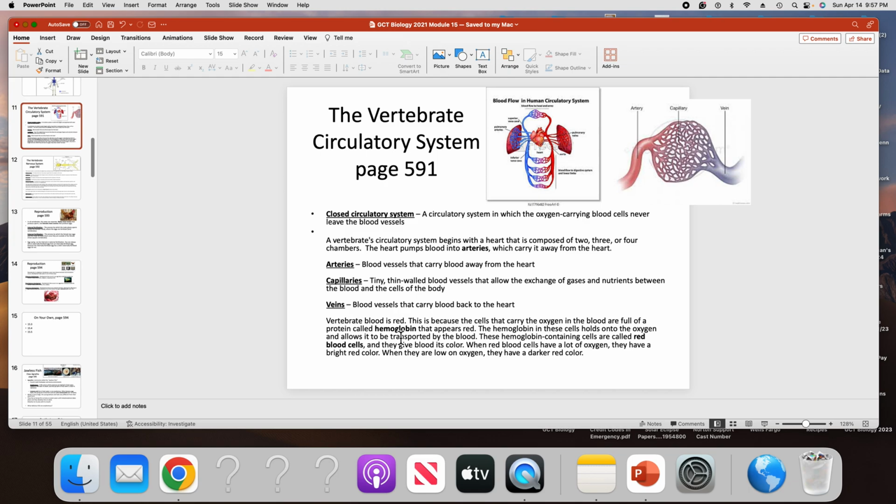So the book points out that vertebrate blood is red, and it's because the cells that carry the oxygen are full of a protein called hemoglobin that appears red. The hemoglobin in the cells holds the oxygen and allows it to be transported by the blood. And then these hemoglobin cells are called red blood cells, hemoglobin containing cells. And that's what gives blood its color. When the red blood cells have a lot of oxygen, they have a bright red color. And when they're low on oxygen, they have a darker red color, or really more like a bluish purpley tone to them.